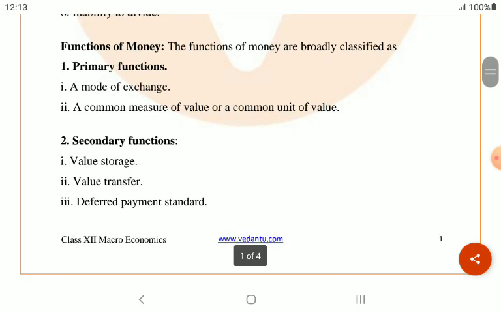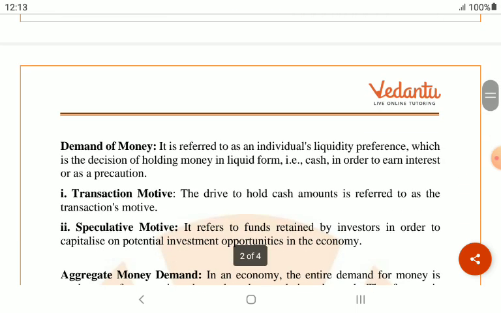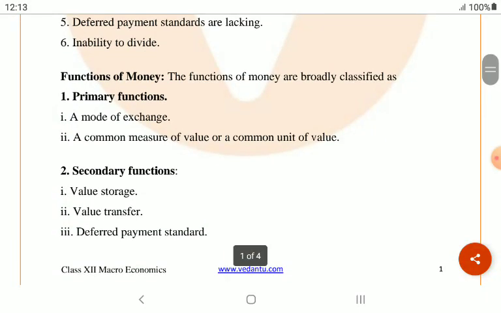Next, functions of money. The functions of money are classified as primary functions and secondary functions. In the primary functions, money is a medium of exchange and a common measure of value, or a common unit of value. The secondary functions are store of value, transfer of value, and deferred payment standard.